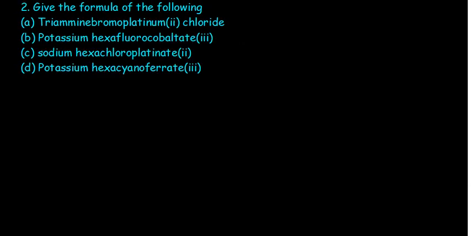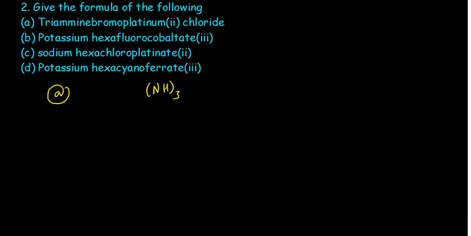Now let's just get to see this as the last question. Give the formula of each of the following. We have got triammine bromoplatinum(II) chloride. How do we get to name it? We can see that we are naming first the triammine. That means we have got 3 ammonia molecules. That is why the name comes as triammine. So we're going to write ammonia, the three of them.